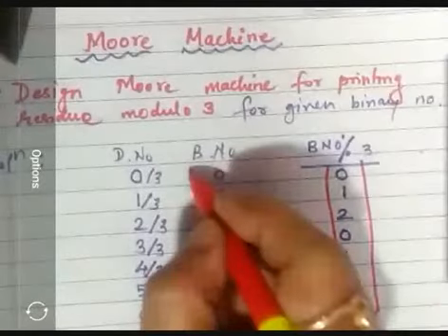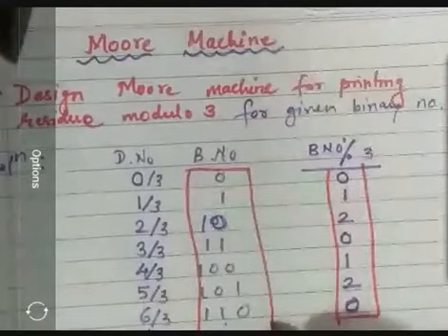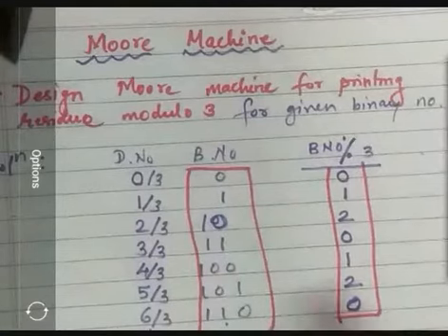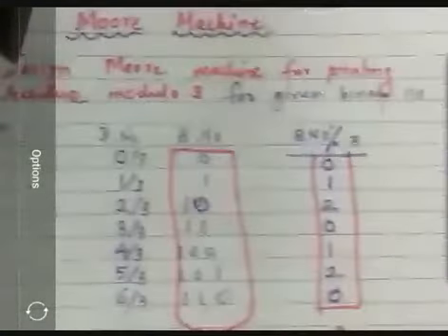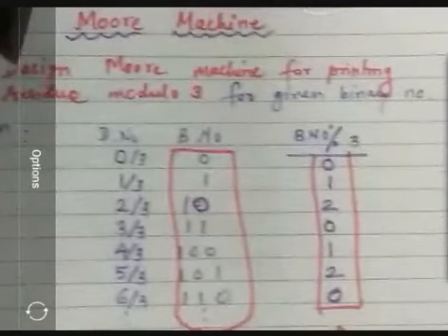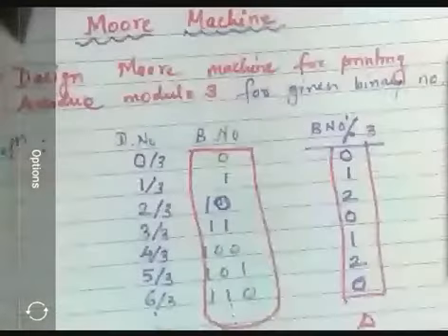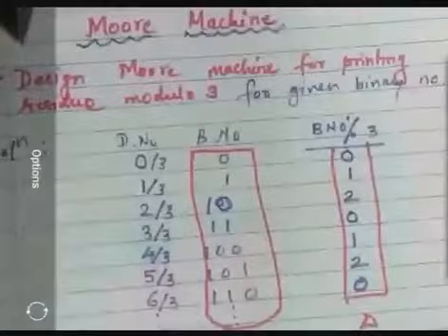So we want this output to be produced for a given binary number. This will be my input, and this will be my output. I hope the problem is clear to you. We are interested in designing a machine which can give us the output if the given binary number is there.